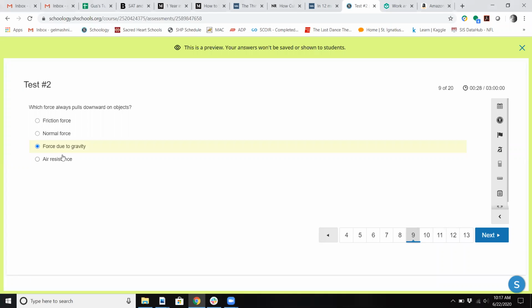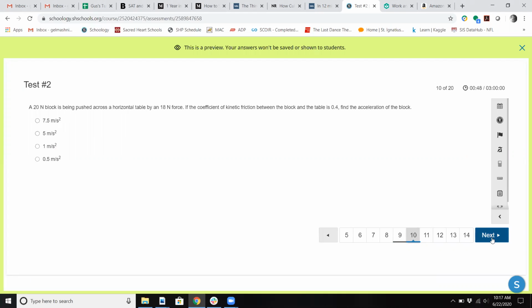But yeah, that's always pulling downwards. Force due to gravity. Air resistance is always going to be going up, against your motion. Friction force is obviously parallel to the surface. Normal force, again, is pointing perpendicular to the surface. But force due to gravity is always pointing down, even if you're on a ramp or incline.